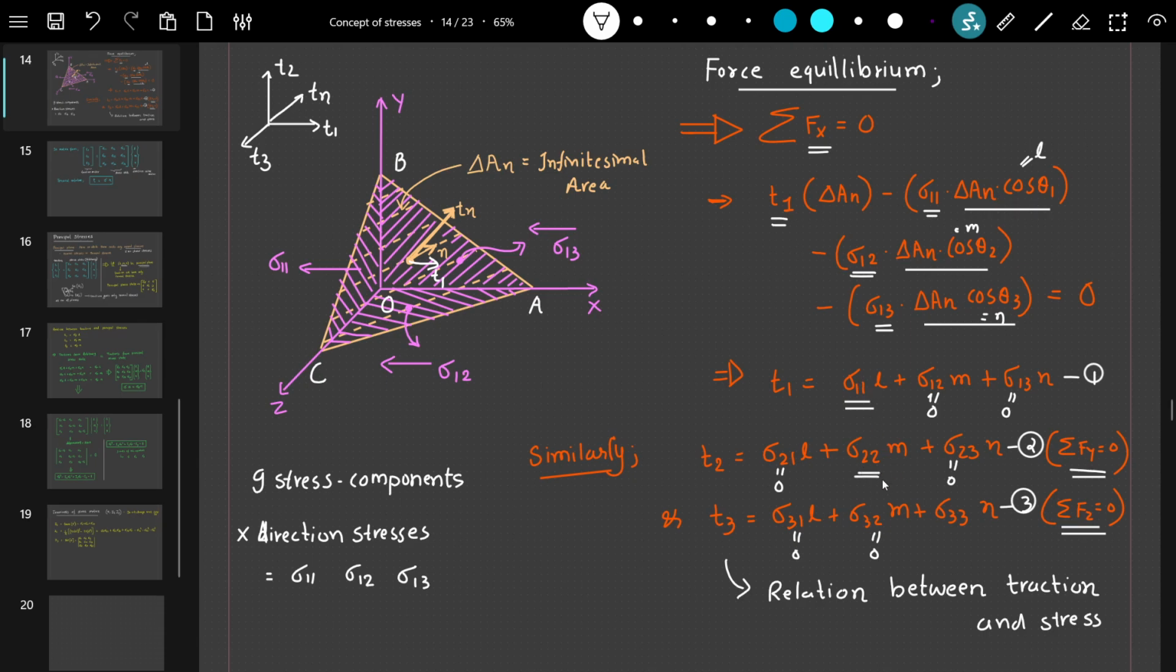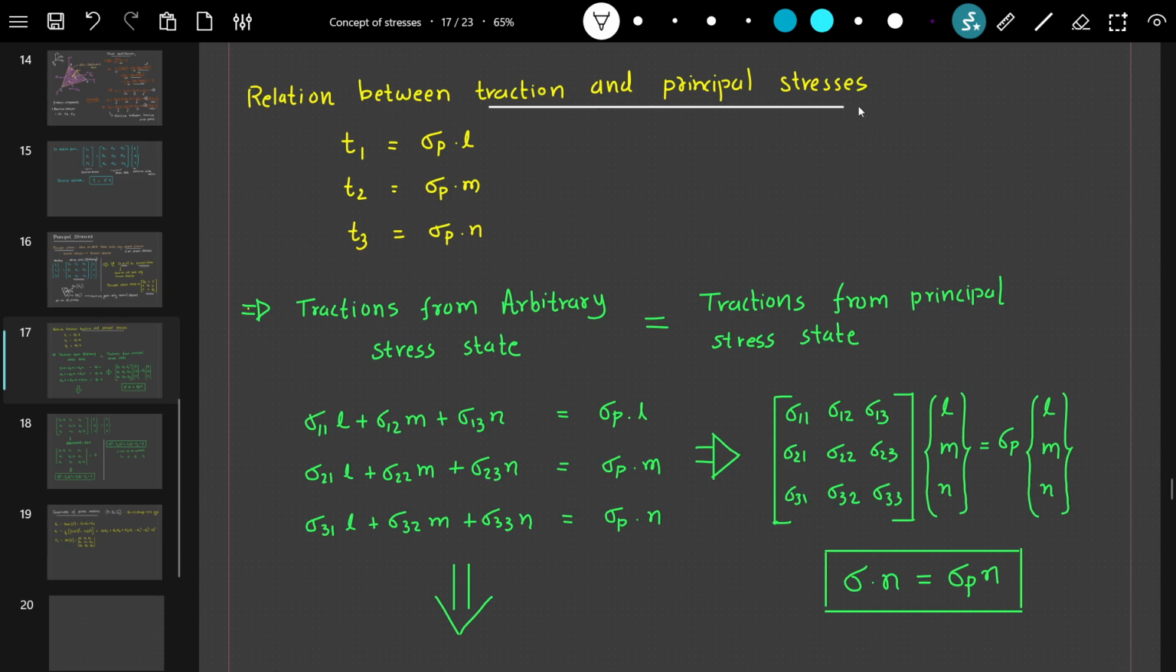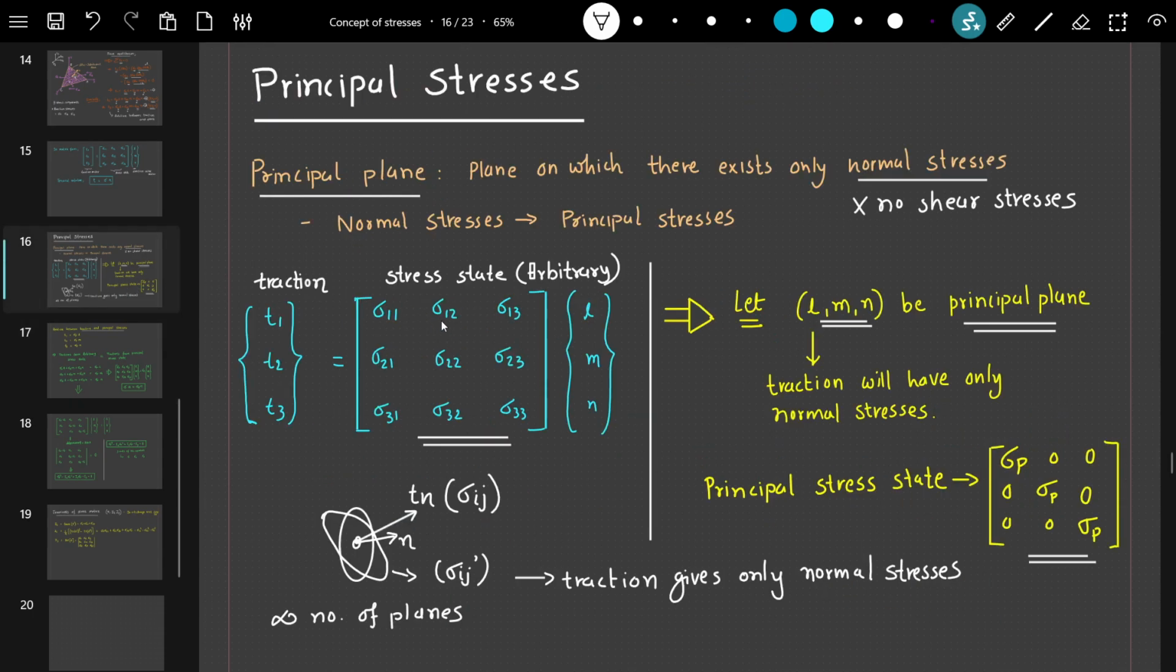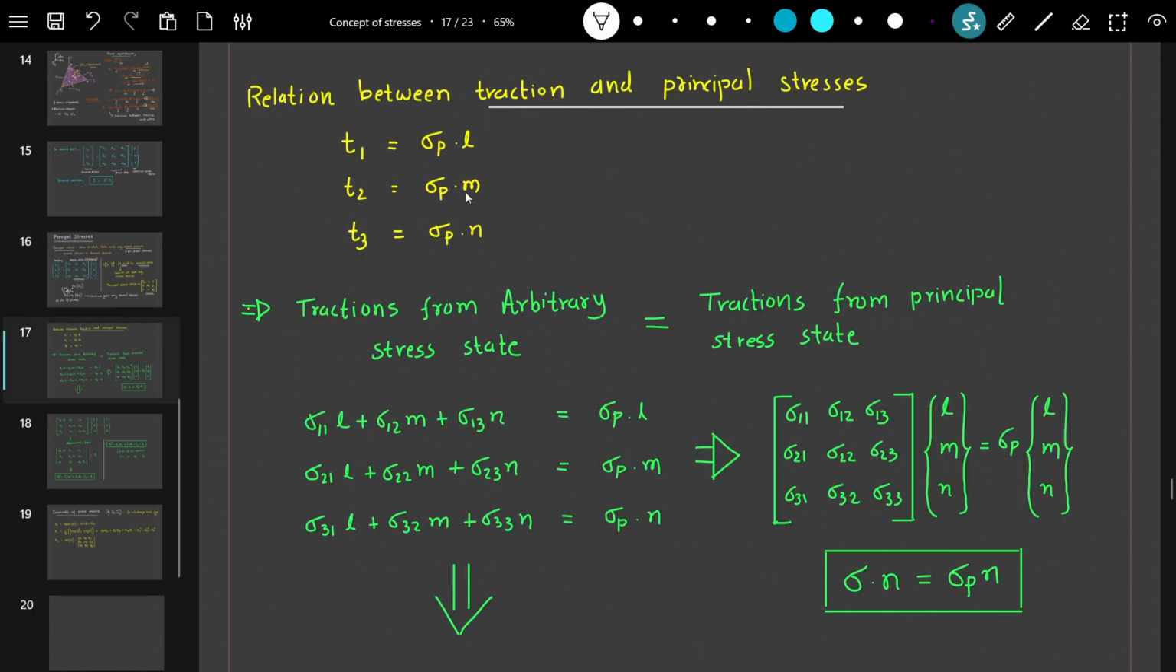Sigma 11, sigma 22, and sigma 33, which are principal stresses. So I can say T1 is equal to sigma P times L, T2 is equal to sigma P times M, and T3 is equal to sigma P times N. That's what I have written here. So the relation between traction and principal stresses, T1, T2, T3, is derived from this. We have made all these shear components zero, and sigma 11, sigma 22 and sigma 33 are all now sigma P. So this is our relation between traction and principal stresses.